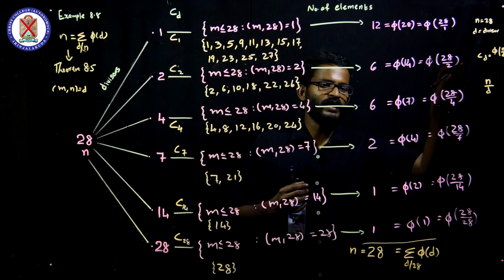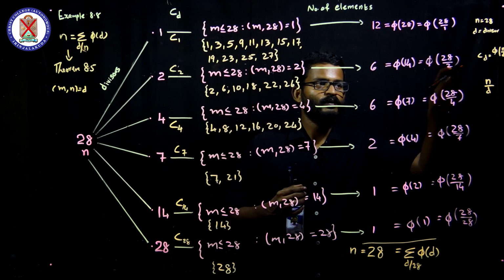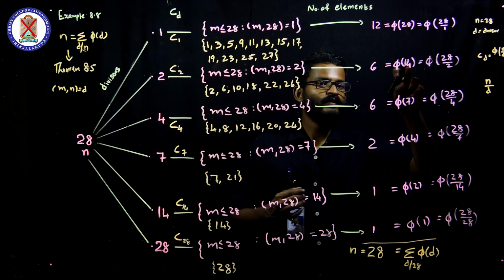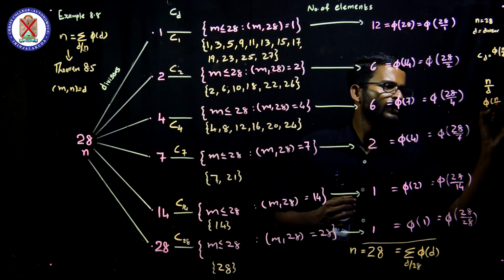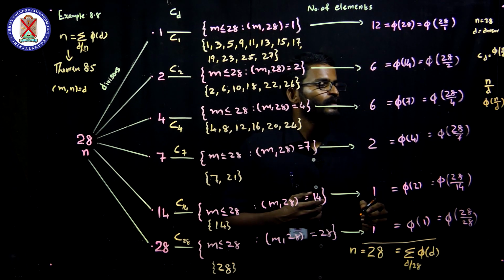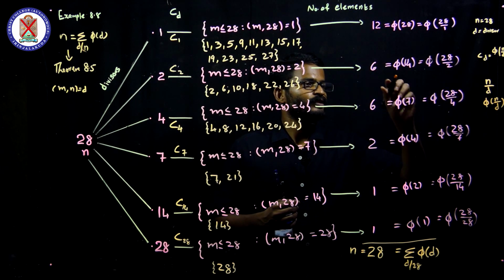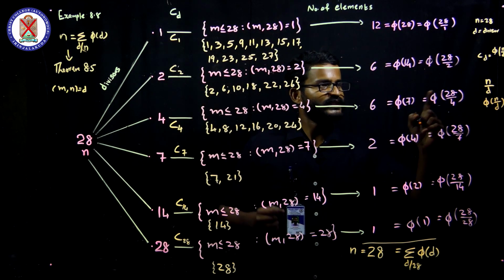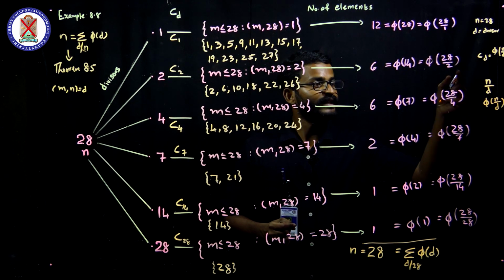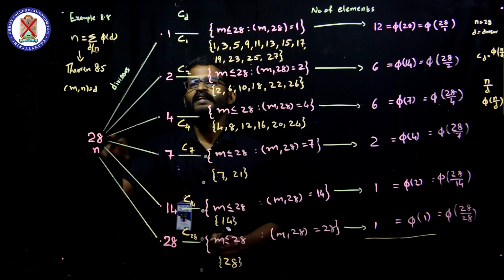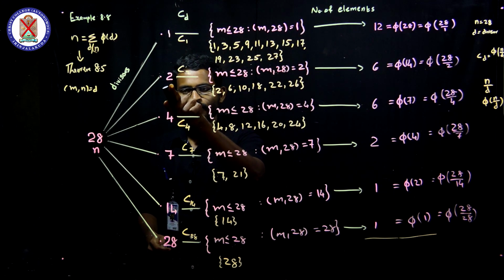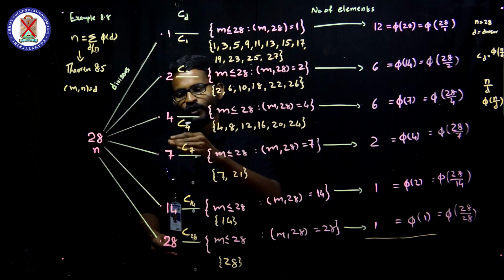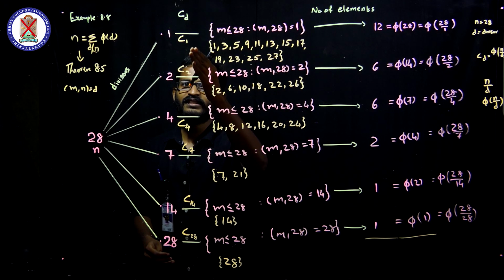That is, if I want to evaluate the number of elements in C2, I first consider n by 2, then find phi of n by 2, and here 2 is d. That is, to find the number of elements in Cd, first consider n by d, then find phi of n by d. This is clear from the example that corresponding to the divisor 2, there exists a class C2. Just like that, corresponding to every divisor of n, there exists a class Cd.